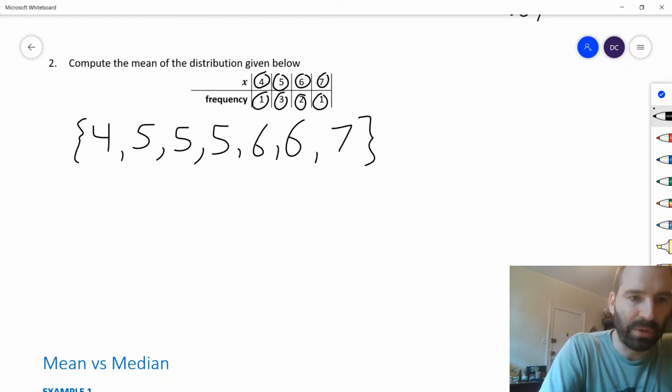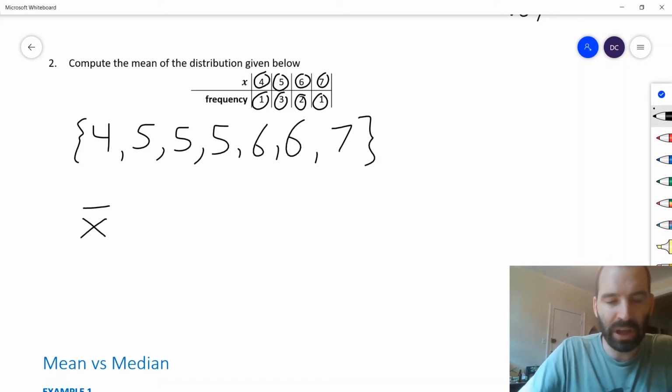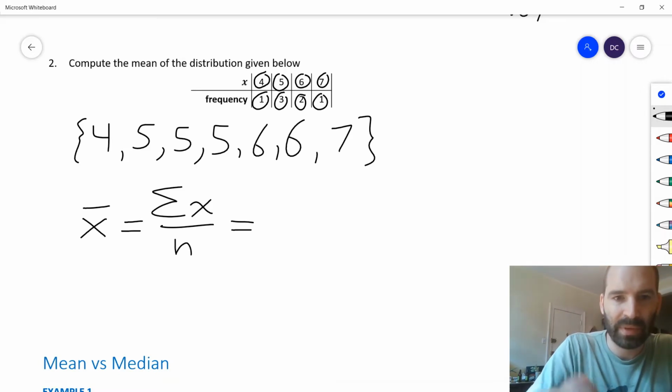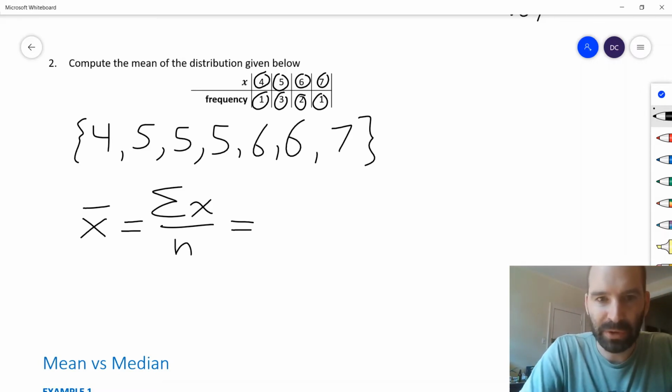So if we wanted to compute the mean, let's use the other notation this time. Let's imagine that this data set was a sample. Then the notation I'd use for the mean would be x bar. And we know that we do the sum of the x's divided by the sample size. Same formula as before, just different notation.